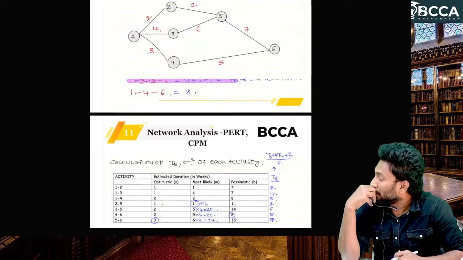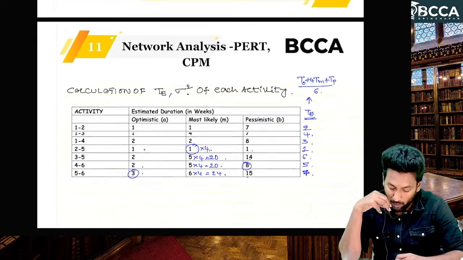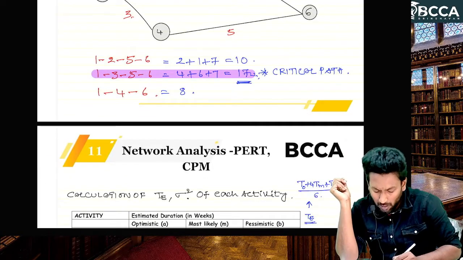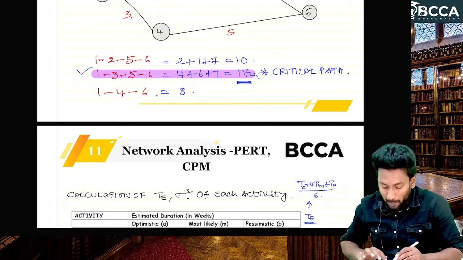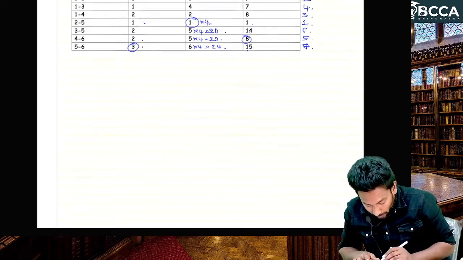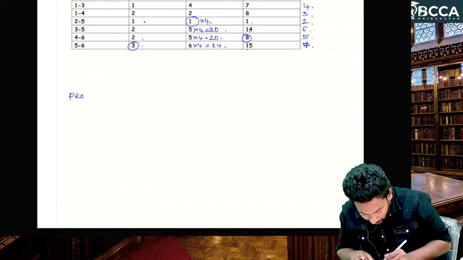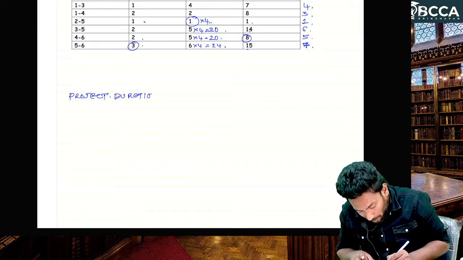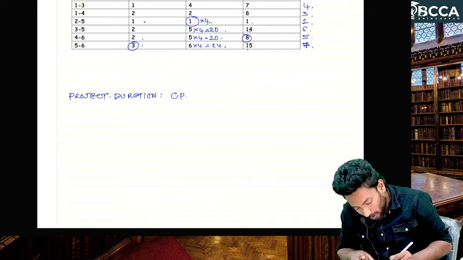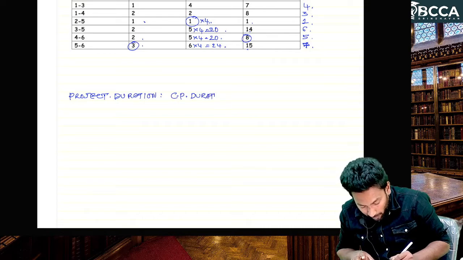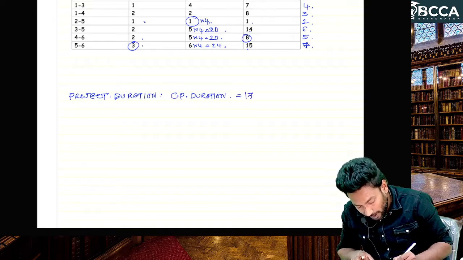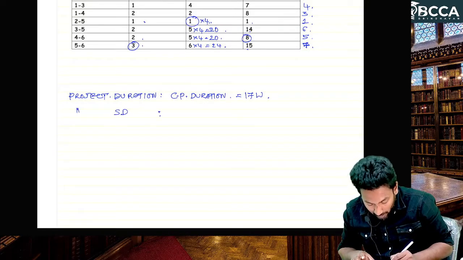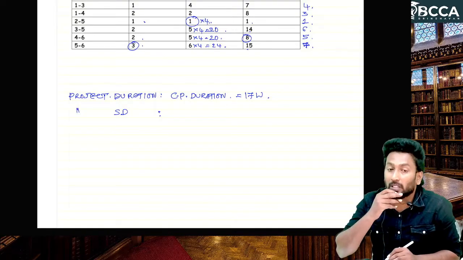Now we have the expected time of the project. The critical path duration is the project duration, sir. So the project duration is the critical path duration only, that is equal to 17 weeks. Now the project standard deviation. For that we need project variance, so to calculate project variance, calculate each activity variance.